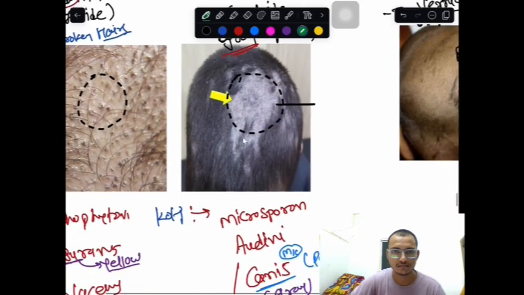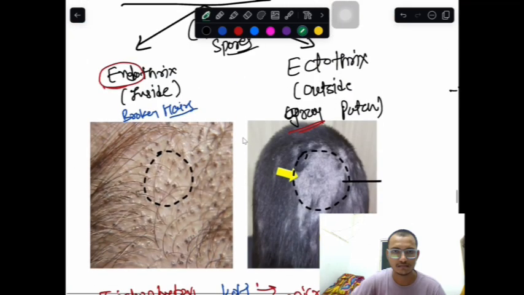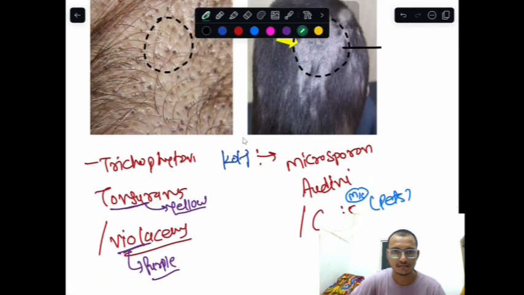Ectothrix, outside. What is outside? It is Microsporum audouinii or canis. Gray patches outside. We can see outside, we see pets. Which pets? Canis. Microsporum audouinii or canis. Endothrix, inside. It's a broken hair, black dots or white dots. Which Trichophyton? Tonsurans, or violaceum. Violaceum is the purple.